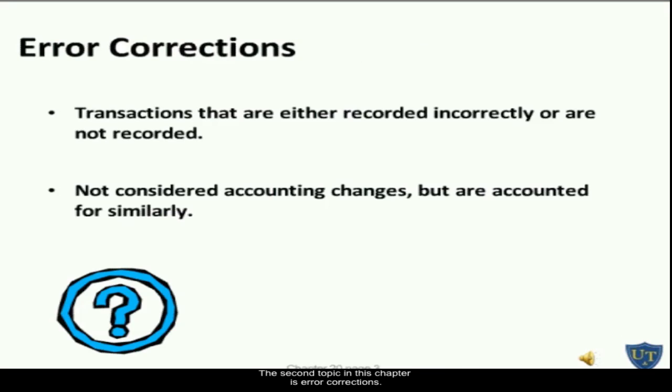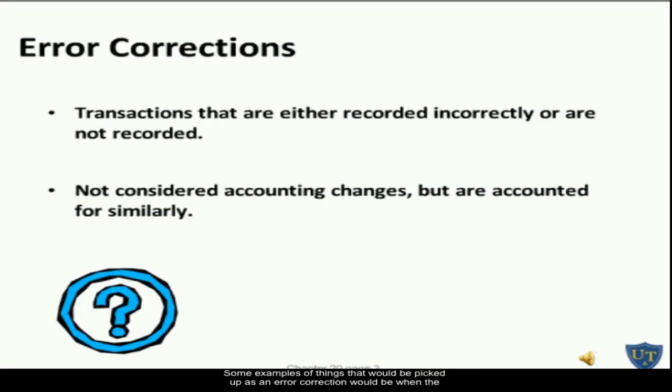The second topic in this chapter is error corrections. Here we're talking about transactions that were either recorded incorrectly or potentially not recorded at all. It's a separate topic from accounting changes and is pulled into this chapter because one of the accounting methods that we'll use with accounting changes will also be used to handle error corrections.